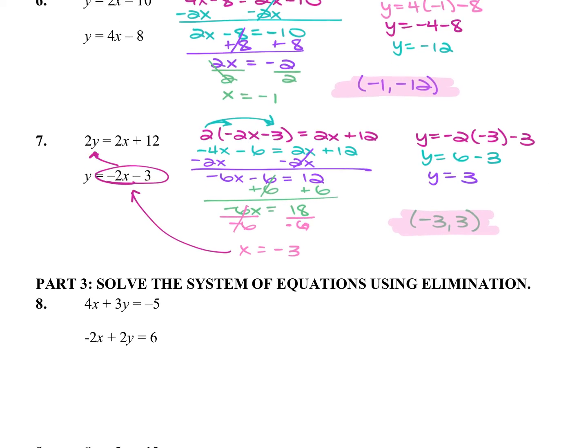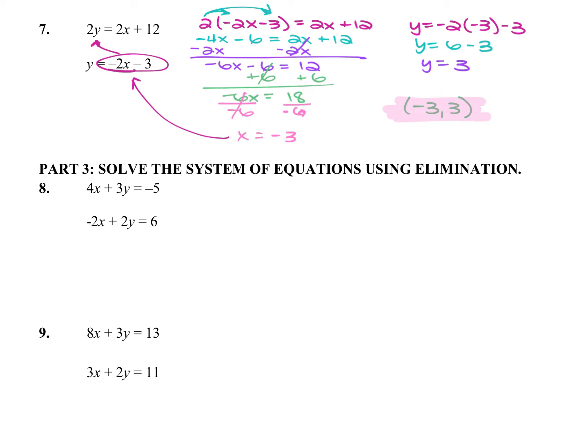For our next part, we're going to solve these systems using elimination. So with number 8, it gives you 4x plus 3y is equal to negative 5, and negative 2x plus 2y is equal to 6. You do not have any coefficient of your x or your y that's the same but with opposite signs. So look at the signs. For your x, you have opposite signs. You have a positive and a negative.